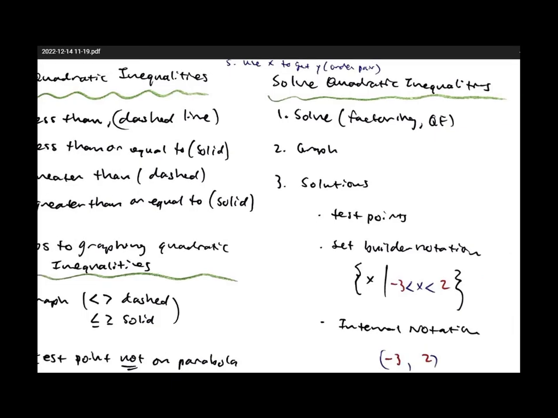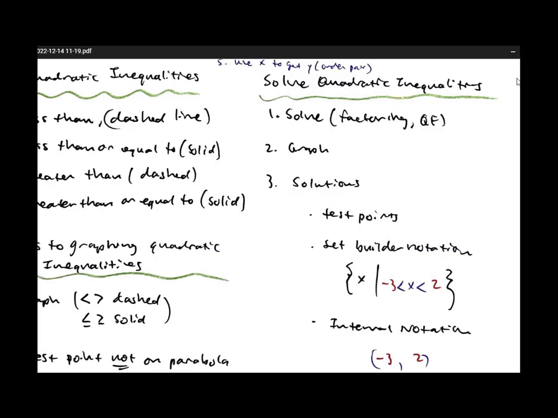Well, how do you solve quadratic inequalities? Solve by factoring or using the quadratic formula, then graph your x-intercepts and your solutions. You want to use your test points like you did previously, but then you're going to use set builder notation. The inequalities, where there's false and true, you're going to put into set builder notation, and then these values are your interval notation.